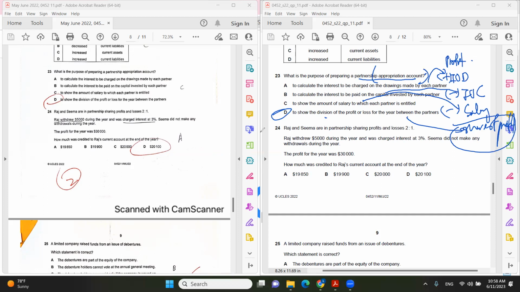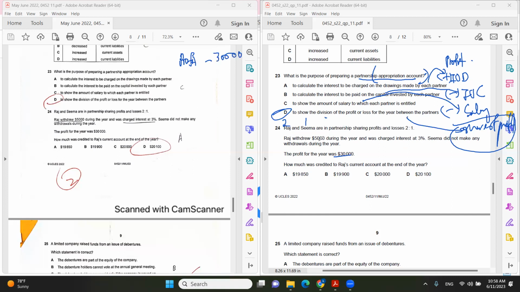Okay. Next, Raj and Sim are partners, sharing 2 and 1. Raj withdrew 5,000 during the year and was charged interest at 3%. Sim did not make any drawings during the year. The profit for the year is 30,000. How much was credited to Raj's current account at the end of the year? We calculate the share of the profit first. The profit is 30,000.